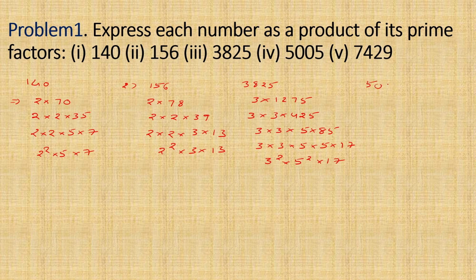Next, 5005. Here 5 into 1001, 5 into 11 into 91, 5 into 11 into 7 into 13. So 5 into 7 into 11 into 13.